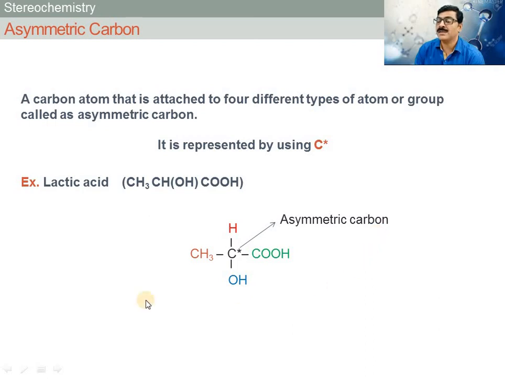Now this is the first term in stereochemistry, that is asymmetric carbon atom, and when all the four valencies of a carbon atom are satisfied by different groups, it is called an asymmetric carbon atom.